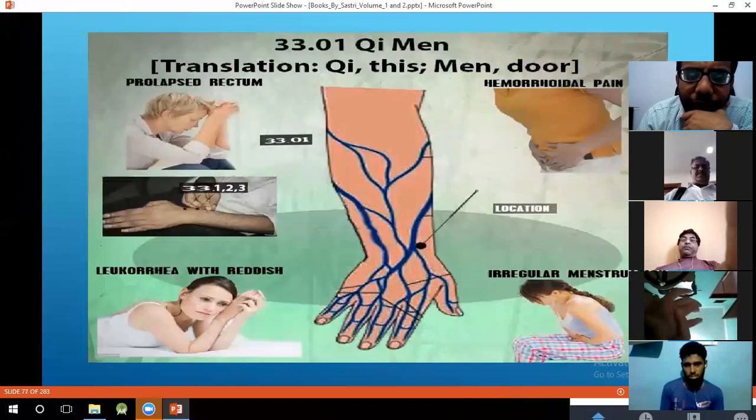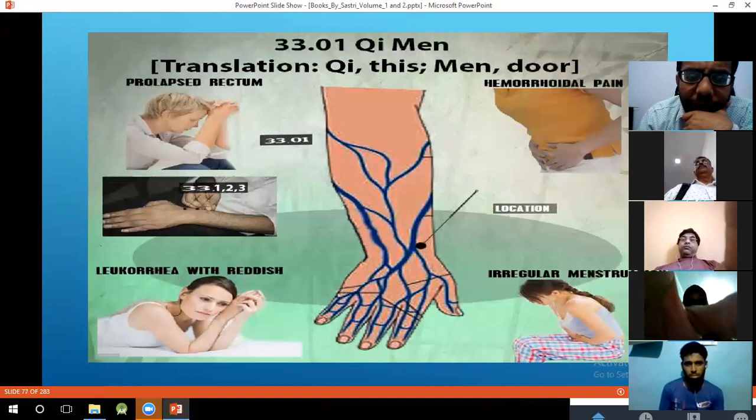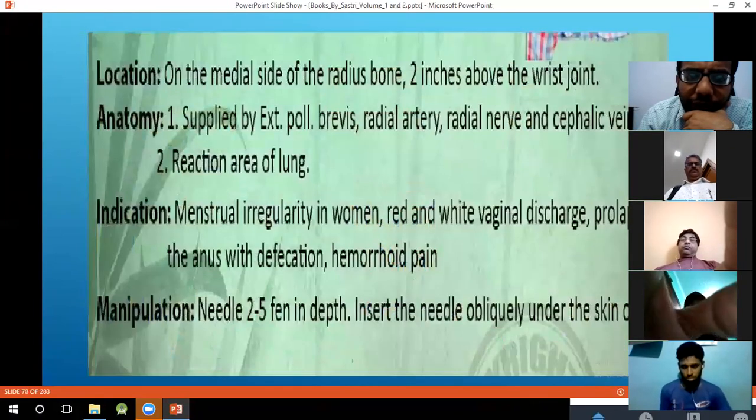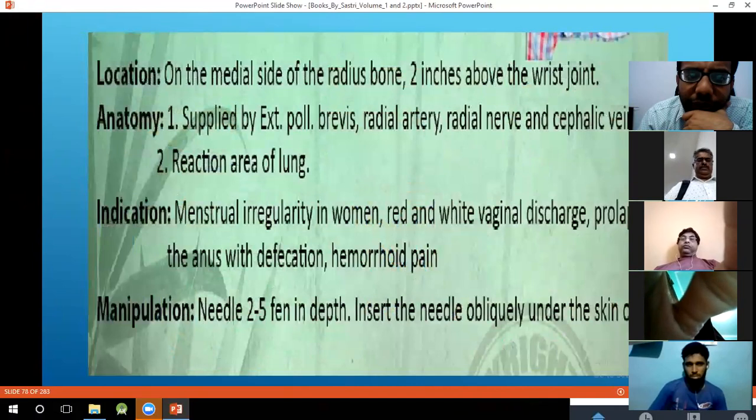Now comes 33.01. So 33.01 is a very good point. It helps you with leukorrhea, irregular menstruation, and all the other hormonal problems you see. This recovers the stability in vital energies. Needling is 2.5 fen, with the needle inclined towards the skin.